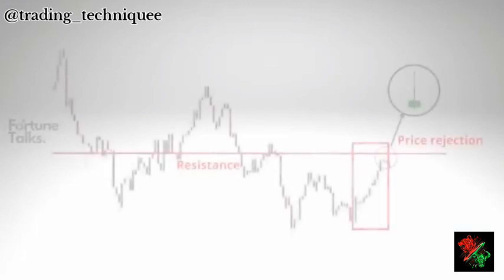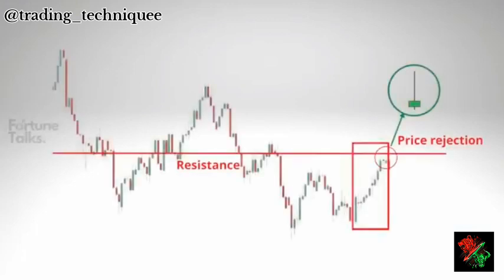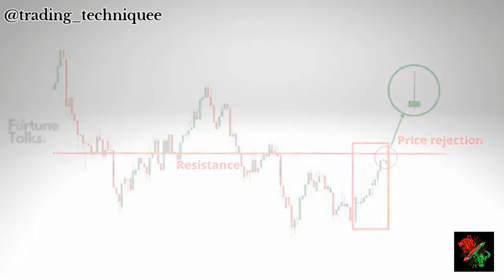A big bullish candle comes into the resistance and suddenly it gets rejected. And the stronger the rejection, the better. And that is exactly what you want to see. Let's take our discussion a little deeper and understand it closely.